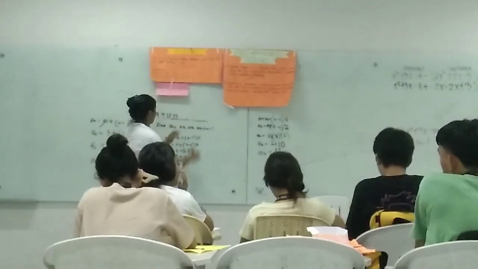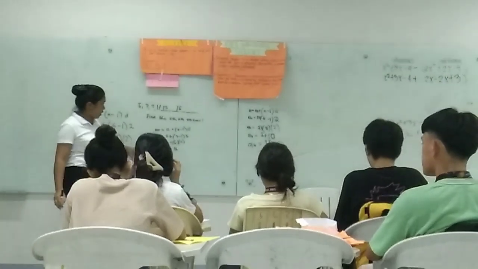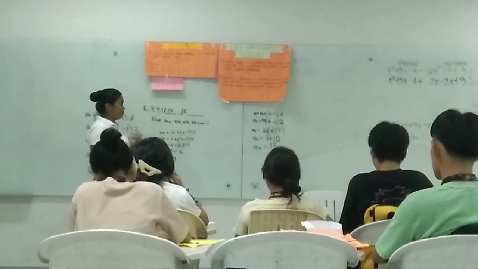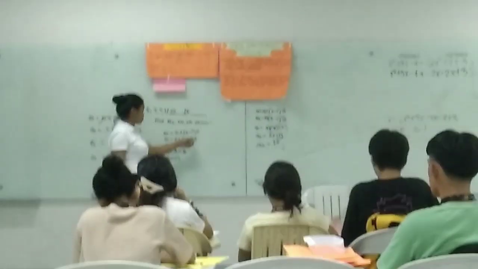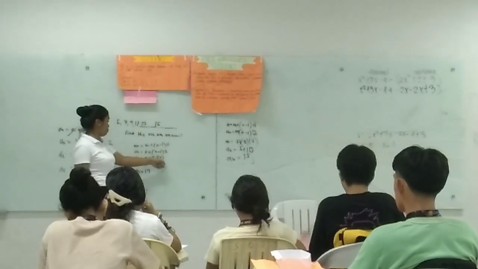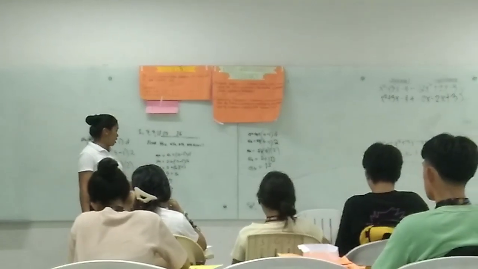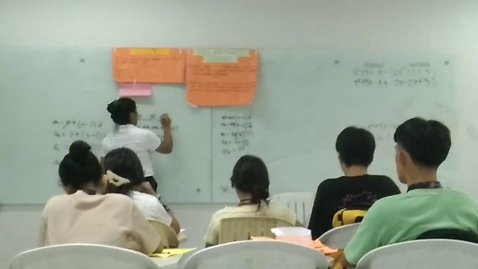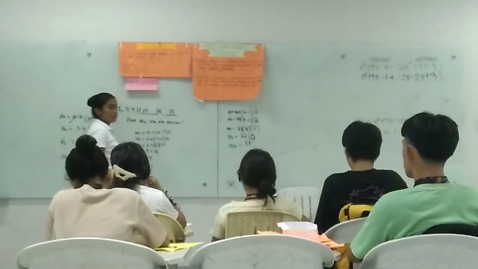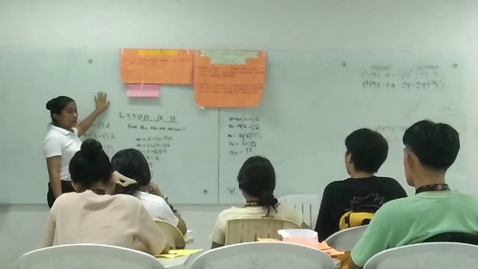7. So this will be the last one, the seventh term. Same formula, 5 plus 7 minus 1 times 2. 7 minus 1 equals 6, times 2. A sub 7 is equal to 5 plus 12. Then our a sub 7 is equal to 17. So do you understand this set of sequences?